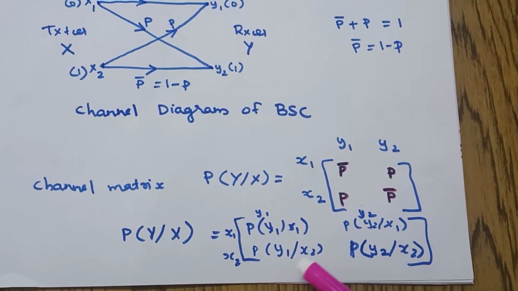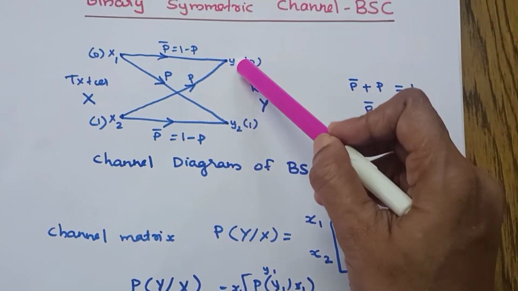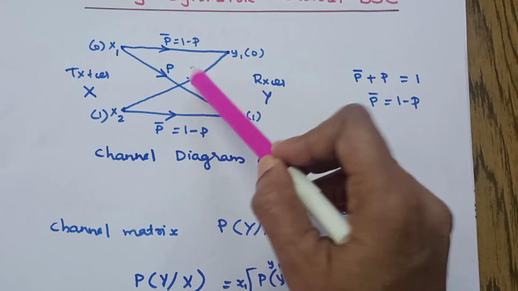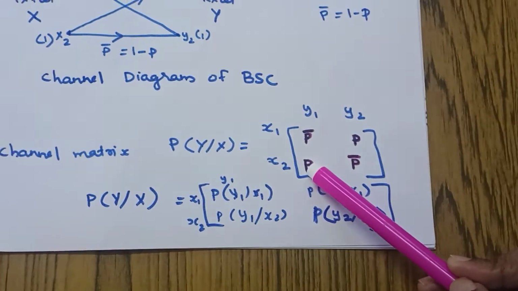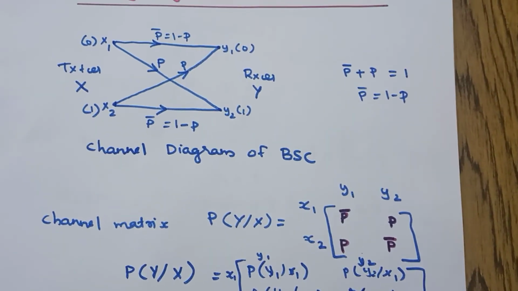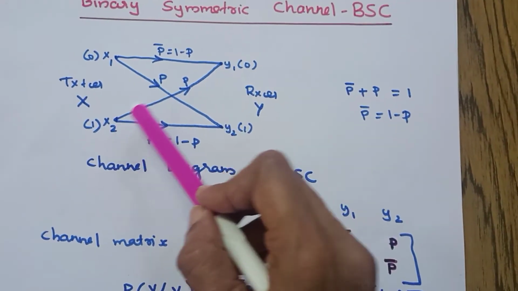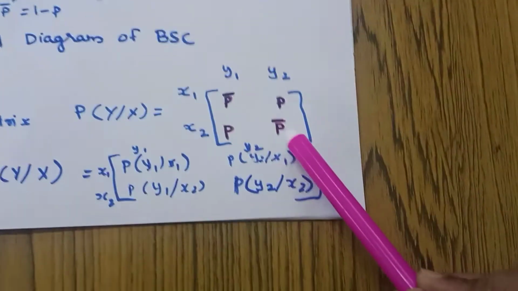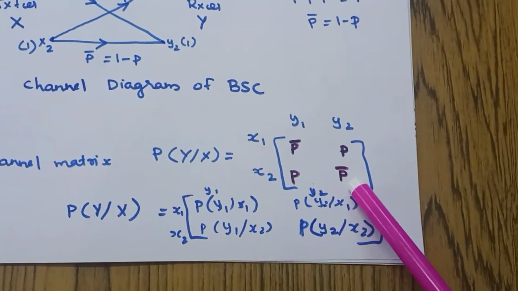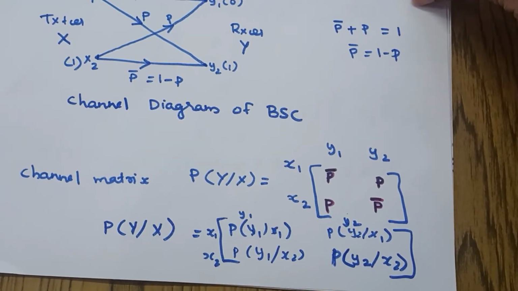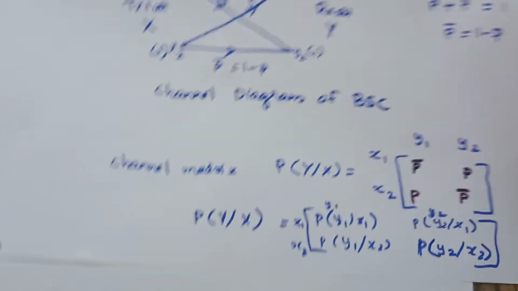Next is P of y1 given x2, which is with probability P. So here P. Next is P of y2 given x2, with probability P bar. So P bar here. This is the channel matrix of the binary symmetric channel.